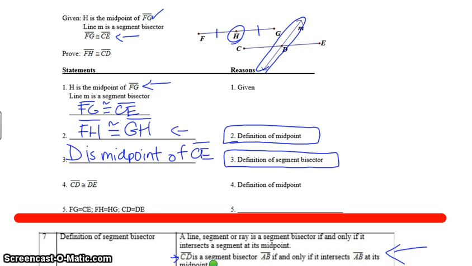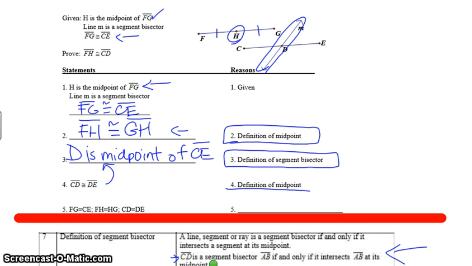So then in step 4, they have said that CD and DE are congruent. Why did they tell us? If you look at the previous step, they told us D is the midpoint, and based on definition of midpoint, I can say those pieces are congruent.